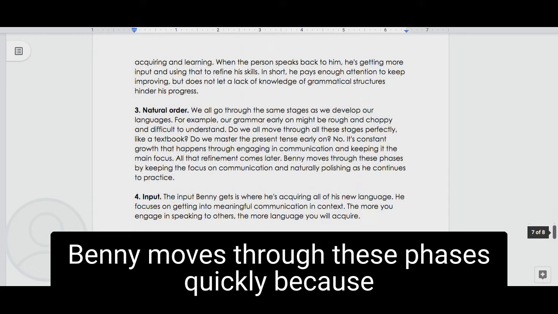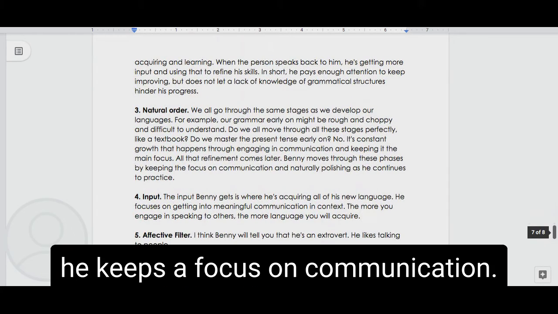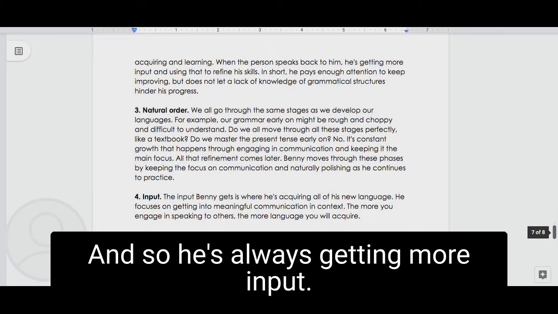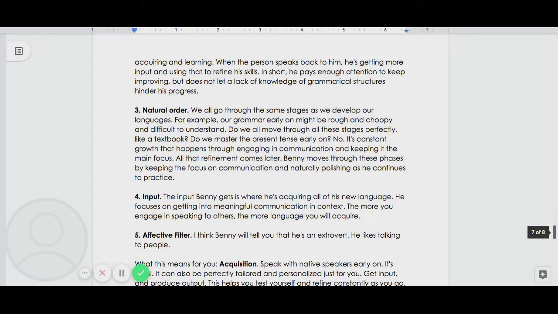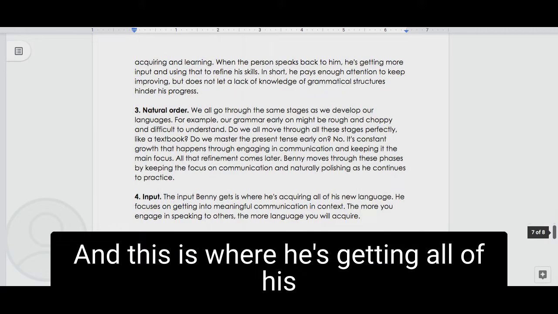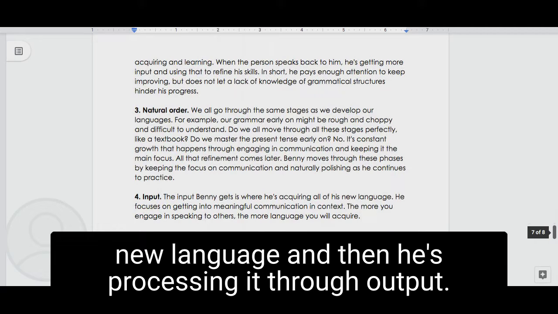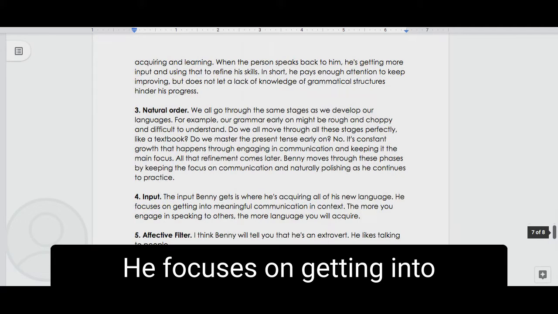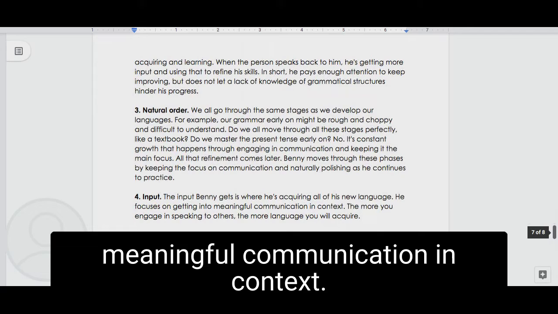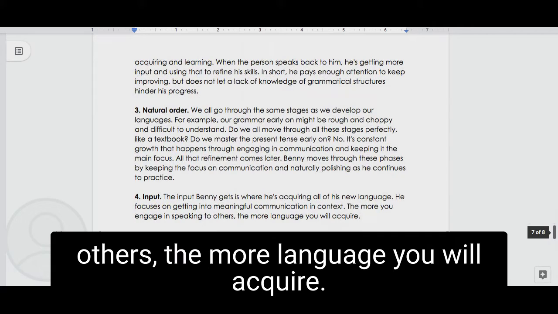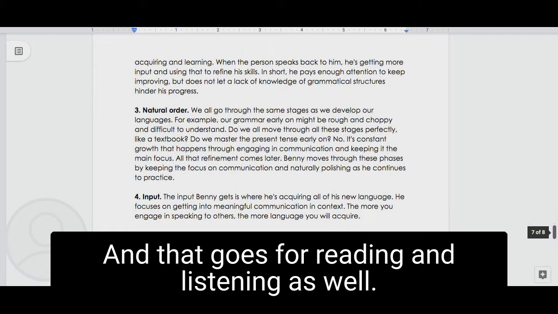Benny moves through these phases quickly because he keeps the focus on communication, and so he's always getting more input. And this is where he's getting all of his new language, and then he's processing it through output. He focuses on getting into meaningful communication and context. The more you engage in speaking to others, the more language you will acquire. And that goes for reading and listening as well.